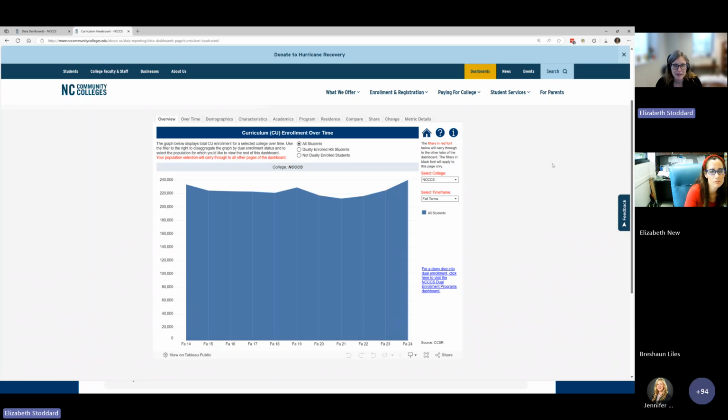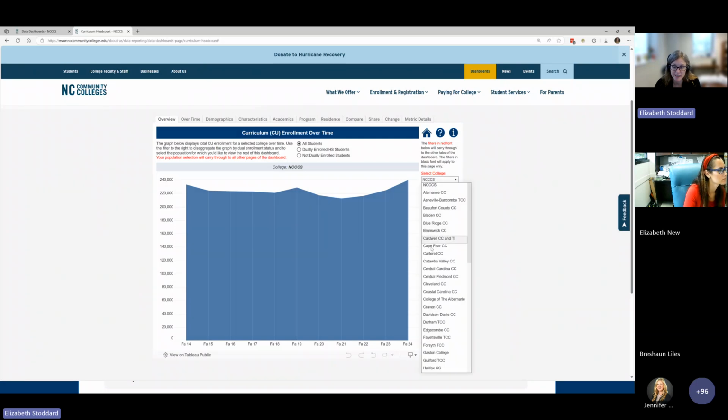But coming back here to the dashboards, we're on the landing page of the curriculum headcount enrollment dashboard. The first thing I'm going to do here is go to my filters. So on any of our dashboards, you'll see filters on the right-hand side of the page here. You can select your college. So I'm actually going to select Cape Fear here from this list.